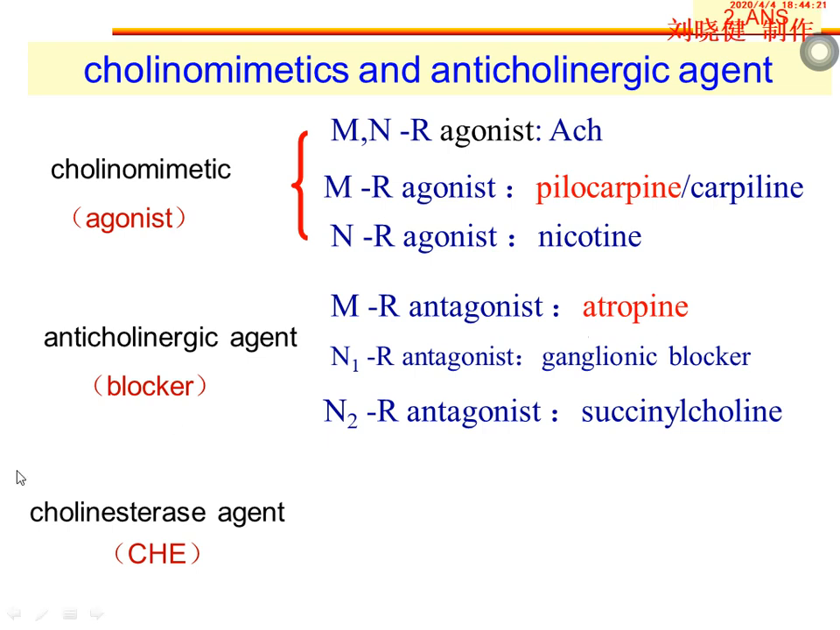For N receptor antagonists, succinylcholine or tubocurarine are skeletal muscle relaxants and N2 receptor blockers. They are relatively less important. So you just need to know the representative drug for depolarizing or non-depolarizing skeletal muscle relaxants.